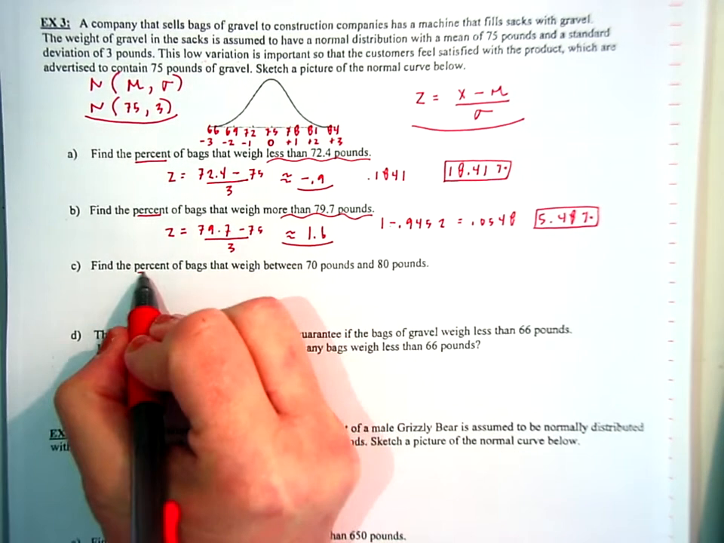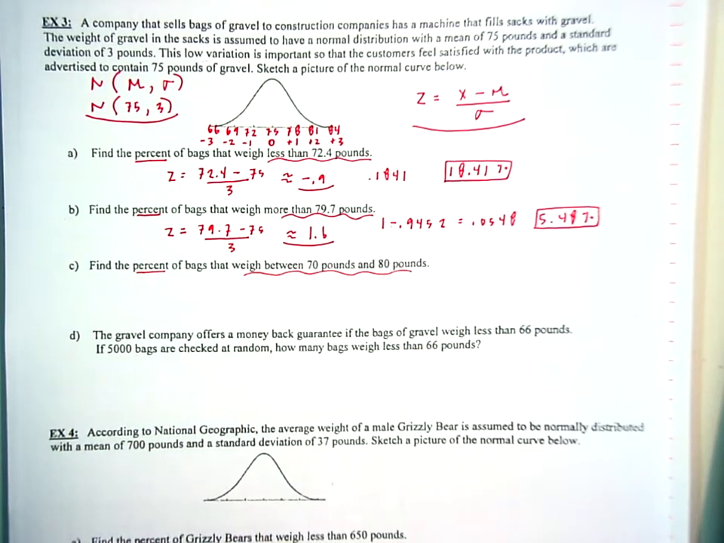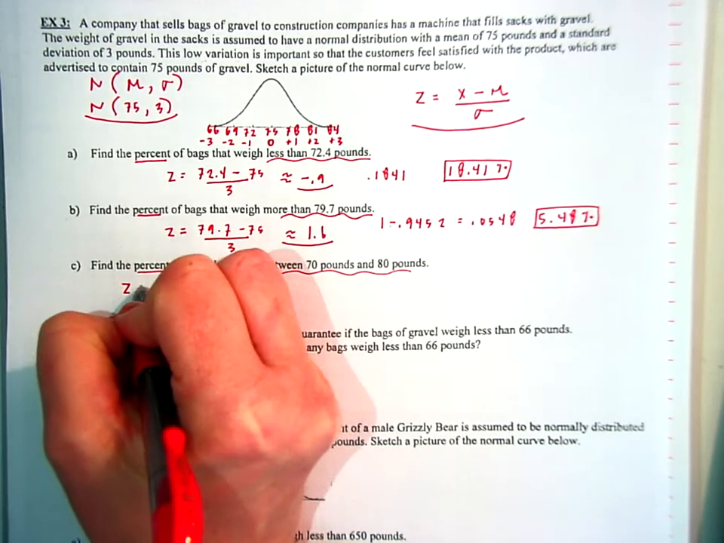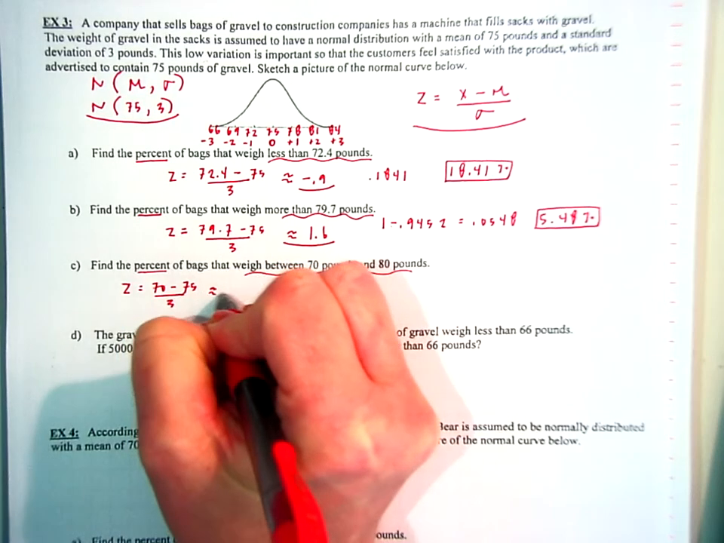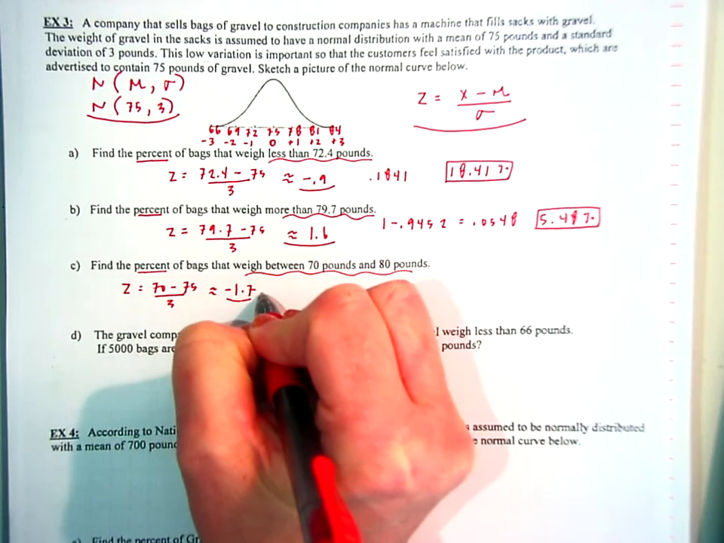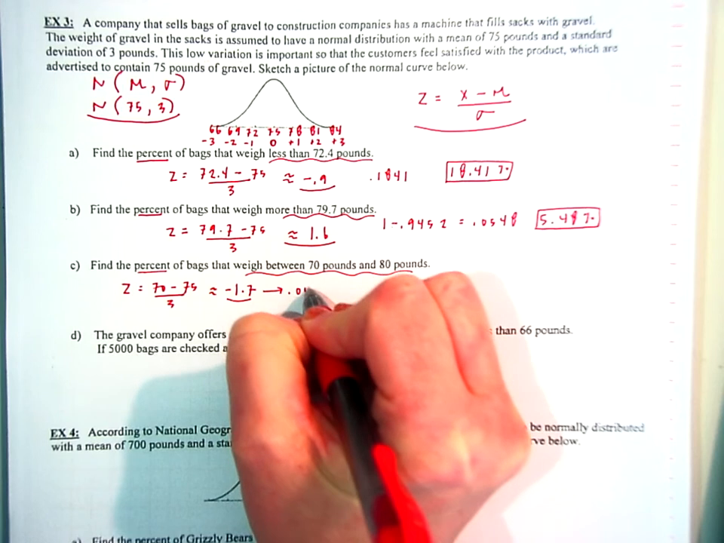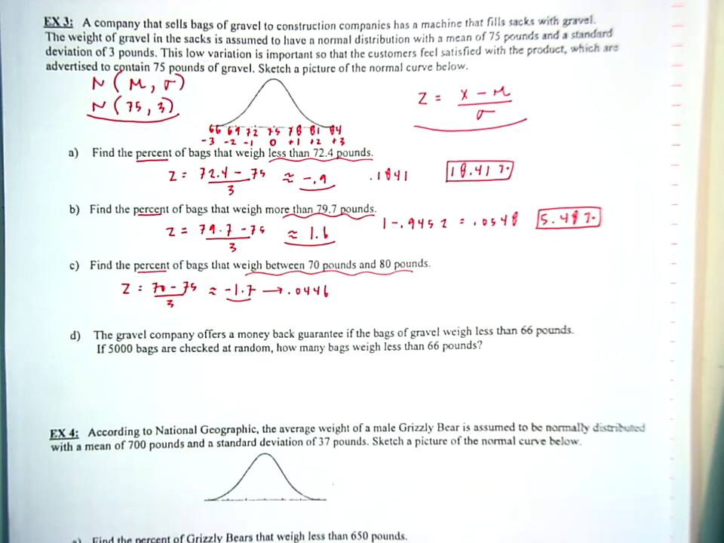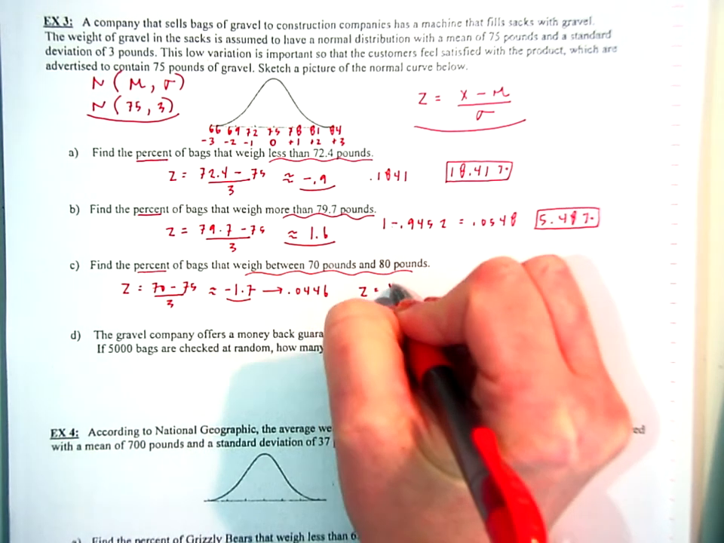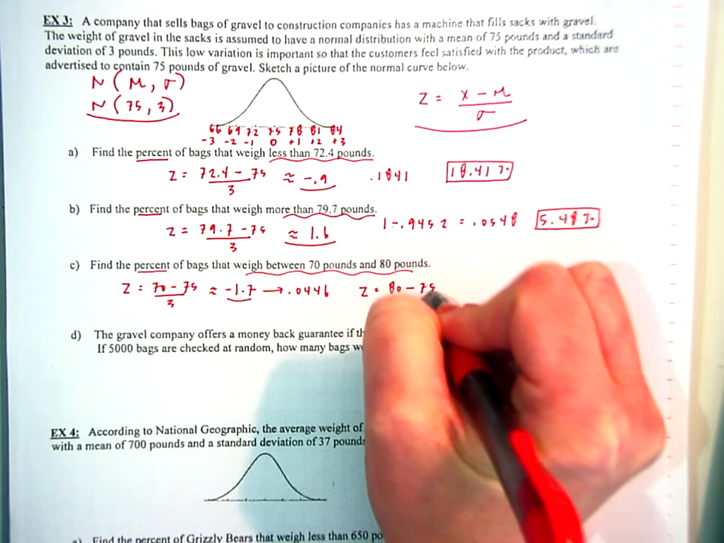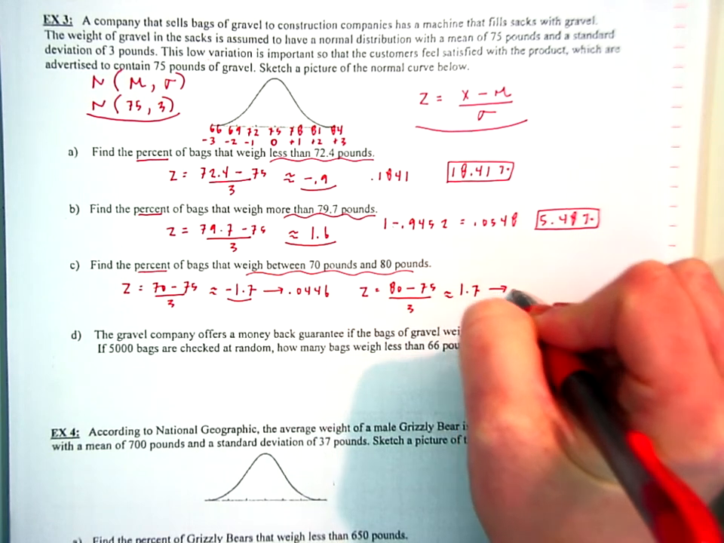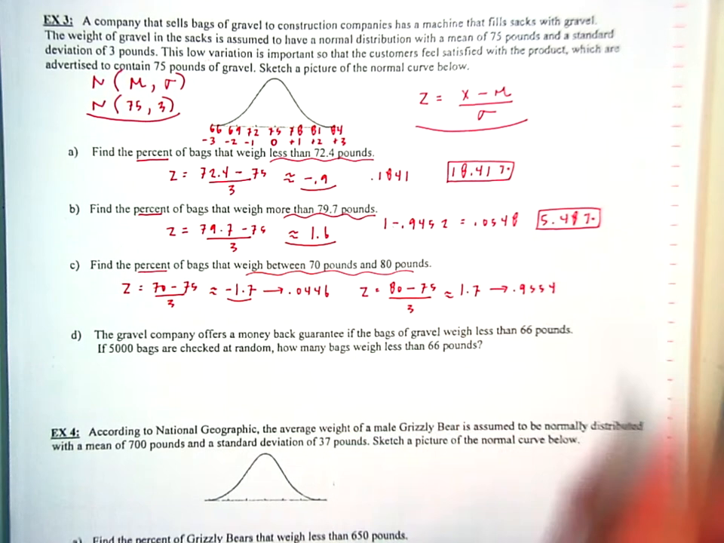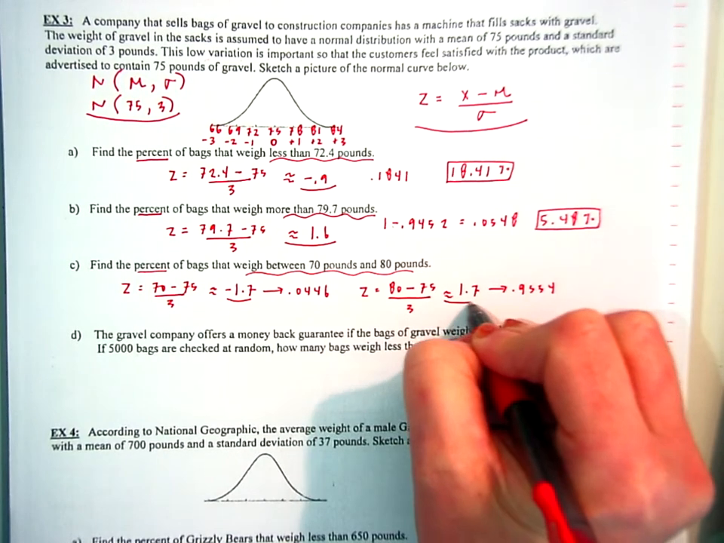All right, find the percent of bags that weigh between 70 and 80 pounds. So here I have to find the two z-scores first. So z equals, I'll start with the 70 minus the mean over the standard deviation. So negative 1.7 z-score. Proportion below 0.0446. Okay, other z-score. Z equals 80 minus 75 over 3. Gets me about 1.7 or 0.9554.